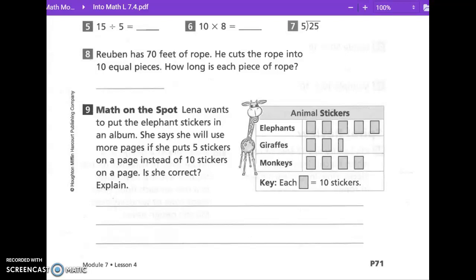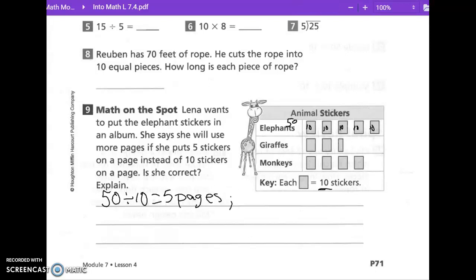Well, let's figure it out. First of all, how many elephant stickers are there? 5. There are not 5 elephant stickers. How many elephant stickers are there? 50. Each one of these is 10. So altogether there are 50 elephant stickers. If we have 50 and we divide it by 10, what do we get? 5. So she would use 5 pages.